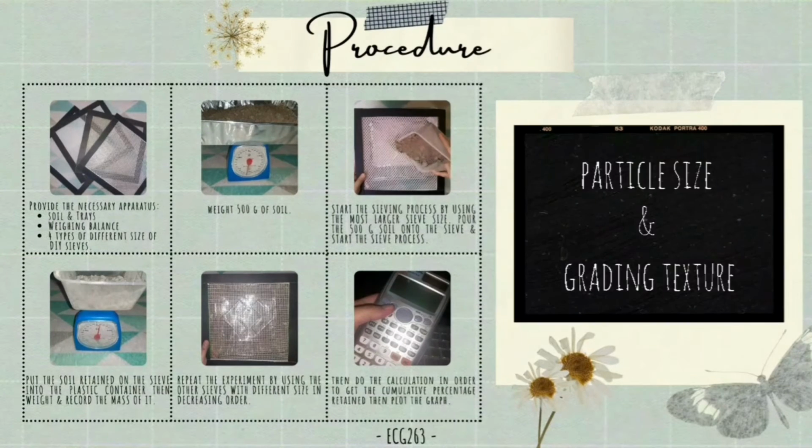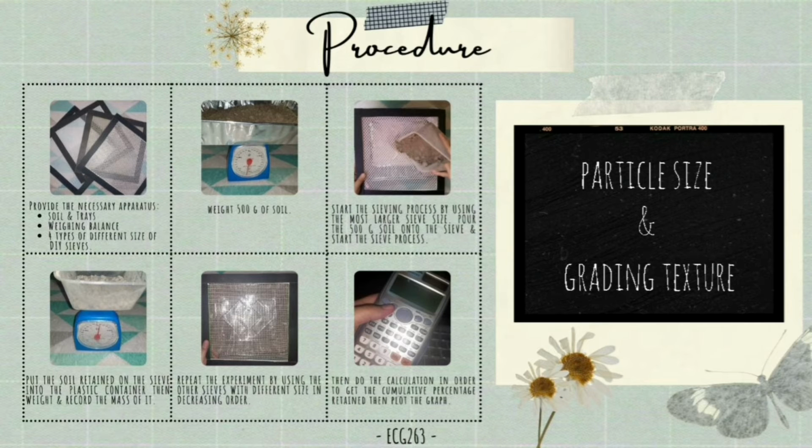These are the procedures that have been made in the particle size grading and texture experiment. It starts by providing the necessary apparatus, as mentioned before. The next step is to weigh 500 grams of soil. Then start the sieving process by using the largest sieve size.